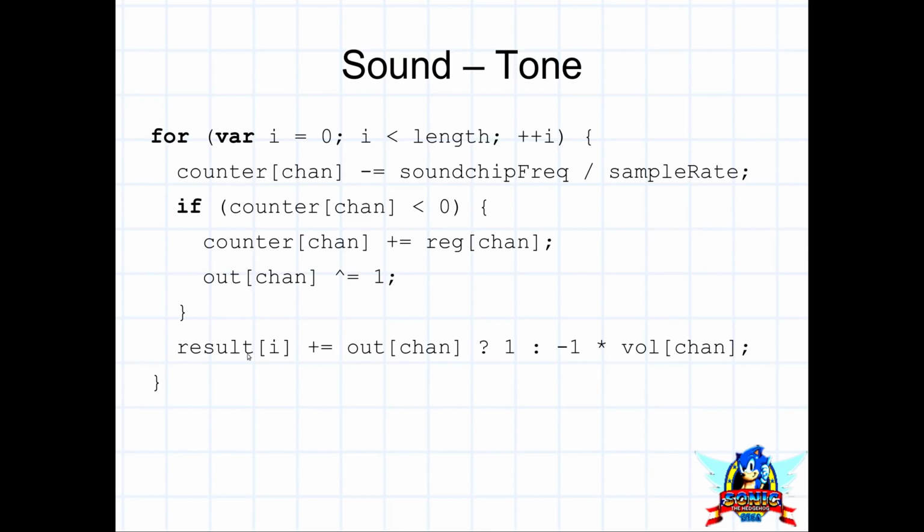And then we sum up for all the channels either a 1 or a -1, depending on when we're on, times the volume. And that just gives us an attenuated square wave running at the correct frequency.